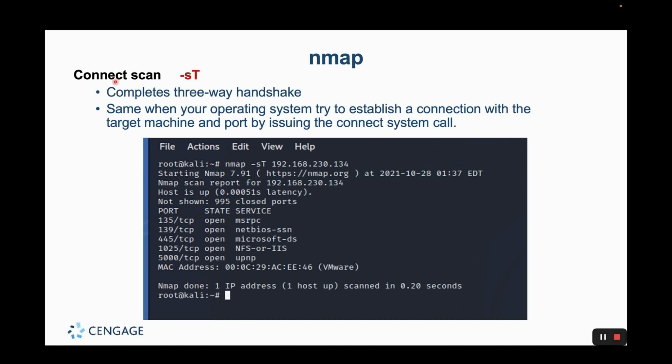So, what are the drawbacks of Connect Scan? Well, it's slow because the process of fully establishing and tearing down connections can be slower than other scanning techniques like the SYN scan. We're going to talk about it. And it's easily logged because of the type of connection; firewalls and other systems will easily log this type of scan.